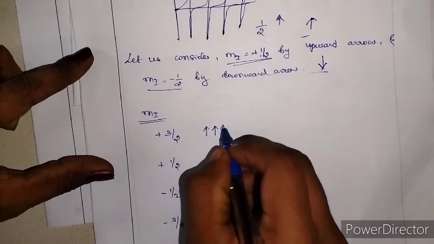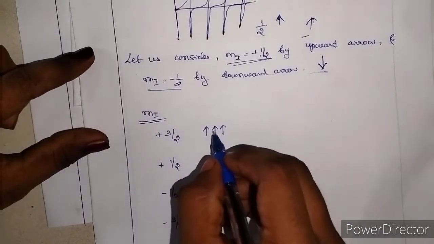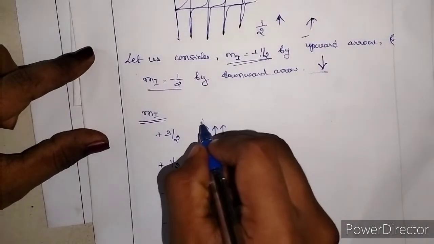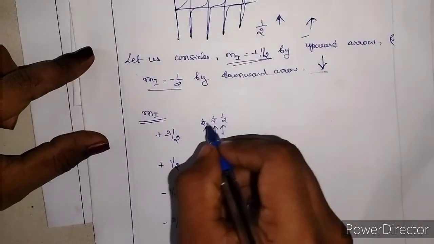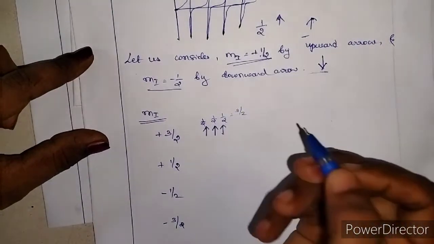All arrows should be upward. Then only you get what? 3 by 2, because this means 1 by 2. Similarly, this arrow means 1 by 2 and this arrow is also 1 by 2. If you add them, what do you get? You will get 3 by 2.